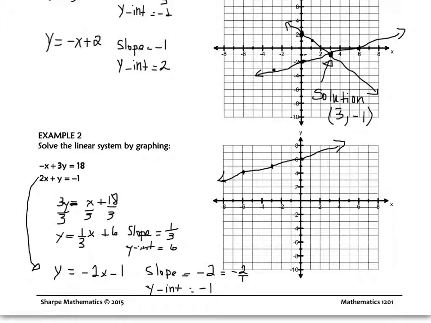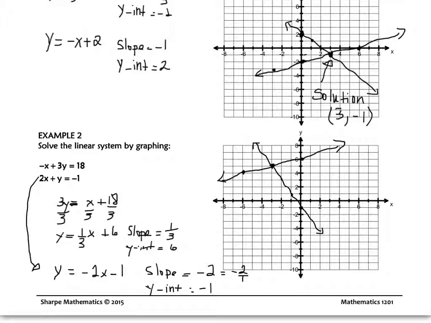So if you start on your y-intercept of negative 1 and count your slope of negative 2, if I go up 2, I'd have to go left 1. Up 2, left 1. Up 2, left 1. So you can see you're crossing over that same point again that you used on the other graph.